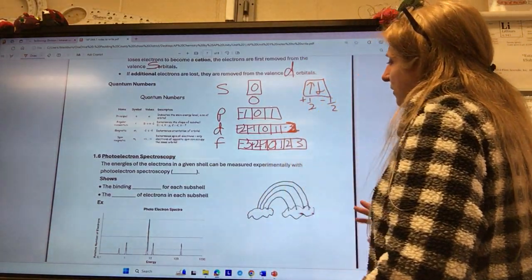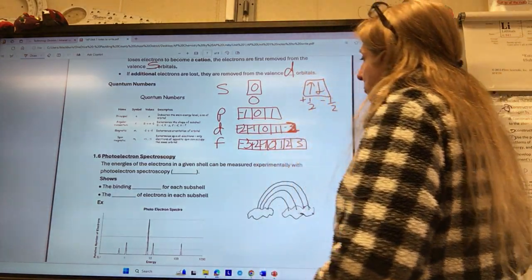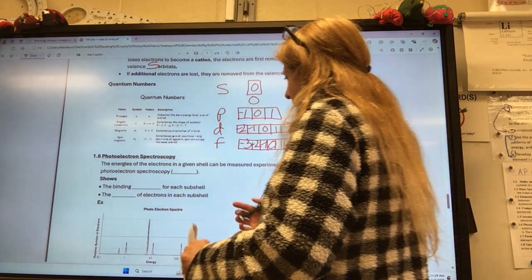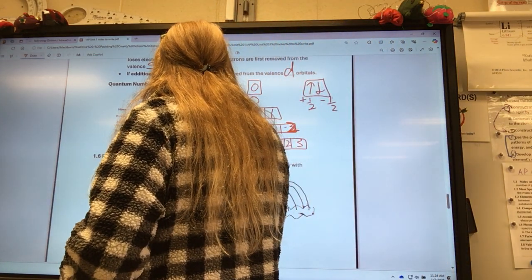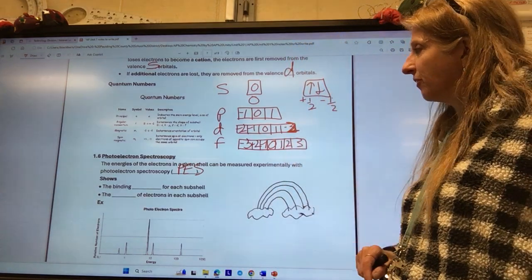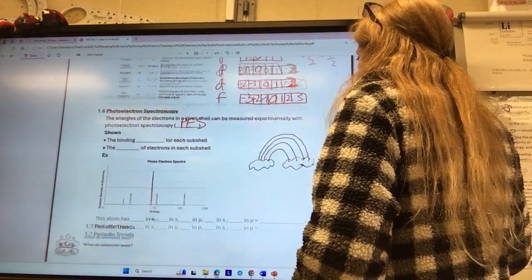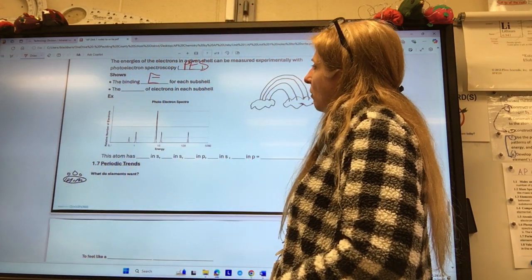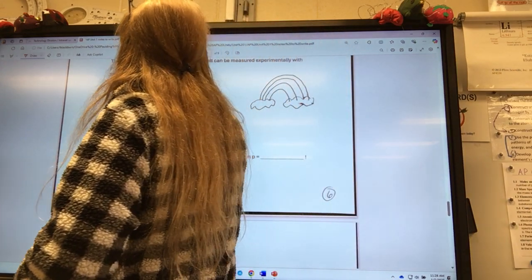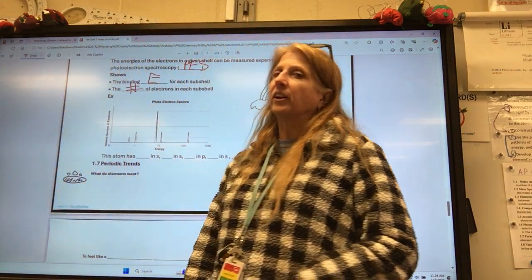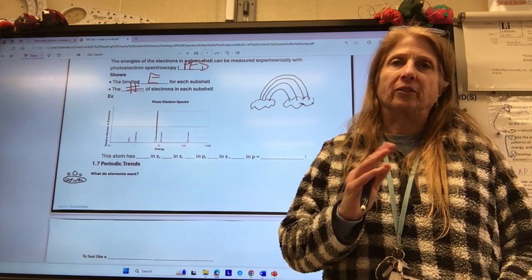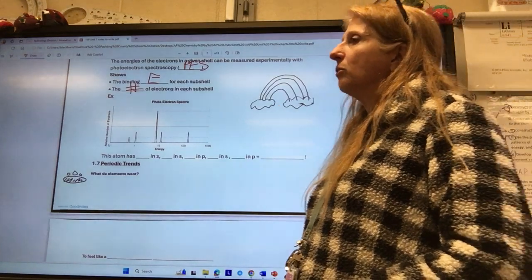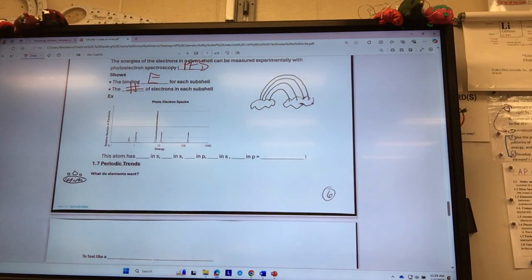So the energies of electrons in a given shell can be measured experimentally with photoelectron spectroscopy, which is abbreviated PES, because we're nerds and we like little abbreviations in science. Okay, and it shows the binding energy, capital E is energy, for each subshell. And it shows the number of electrons in each subshell. So this is another question I guarantee you will have on the AP exam. It will probably be a multiple choice question where you're going to be given a little graph, and you have to answer questions on it.